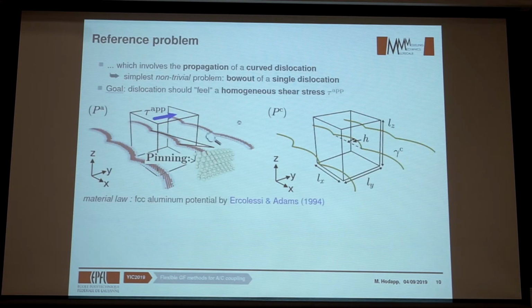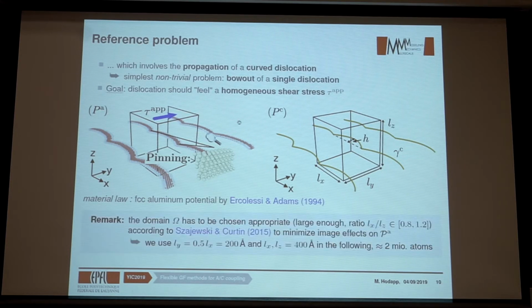For this purpose, we consider a test problem which looks like this. So we have a dislocation in a periodic domain. What you do here, essentially, you take a straight dislocation, you fix it at pinning points on the sides, and under some shear stress, the dislocation will bow out. And you can do that fully atomistically, and you can do that with a discrete dislocation model. And these two models are our two reference models. So let's check if the two agree.